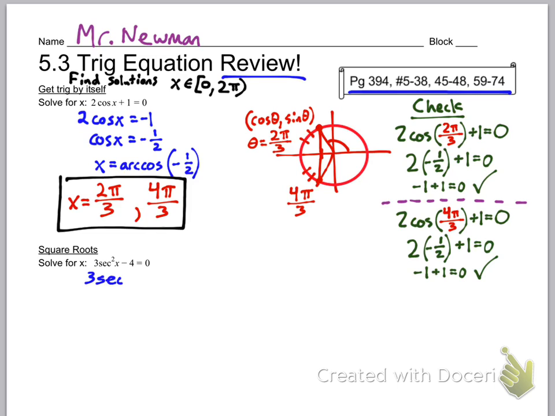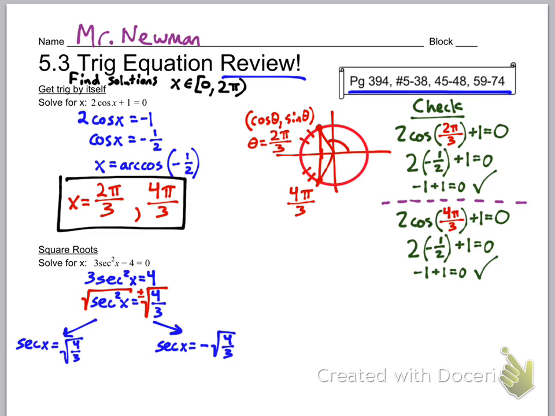For the next one, I'm going to get x by itself, and this time I have secant squared of x. I can square root this. Now you have to be careful because when you square root it, you need to say plus or minus. Those are both solutions to this equation. One of the solutions is secant of x equals positive √4 over 3, and the other one is secant of x equals -√4 over 3.